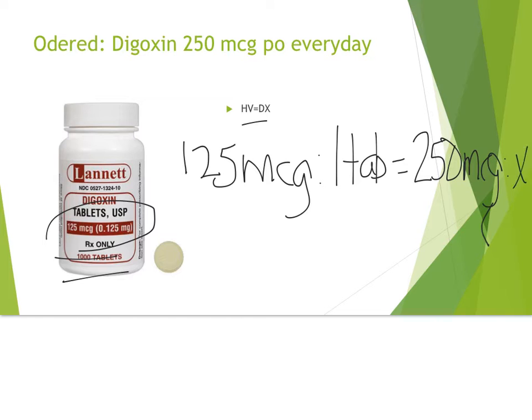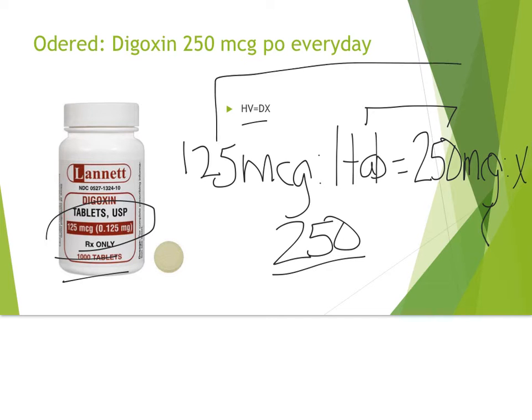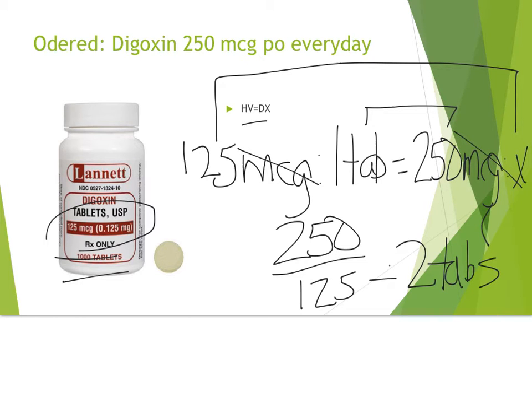And we're solving for x. So once again, the top number is the inside, so 1 times 250. And then on the bottom, once again, 125 divided by x is 125. And so what you have here, again, is a simple division problem where you're dividing 250 by 125. And once again, you get 2 tabs. We know that the units is tabs because remember the mics cancel out.